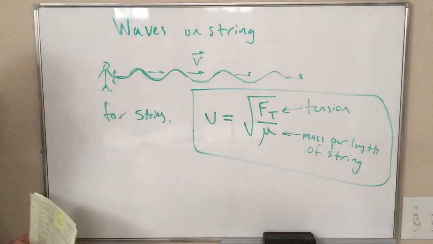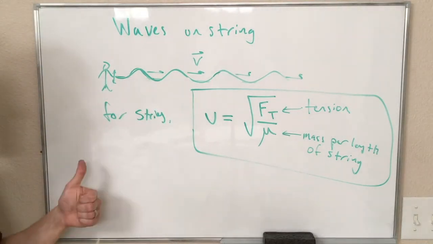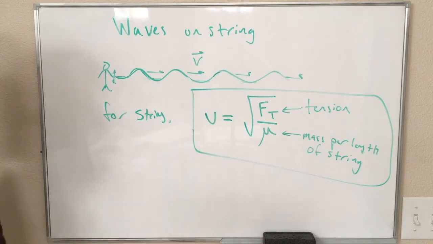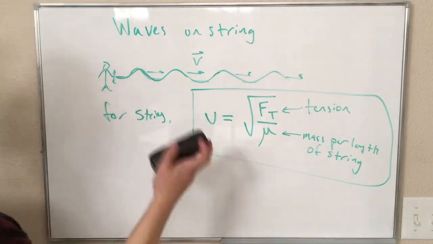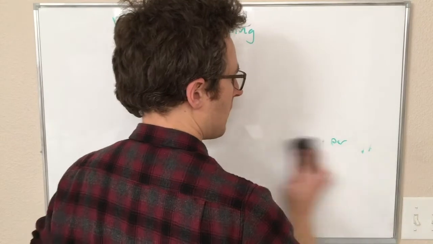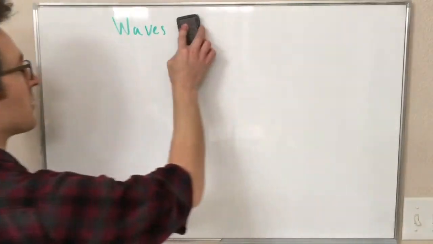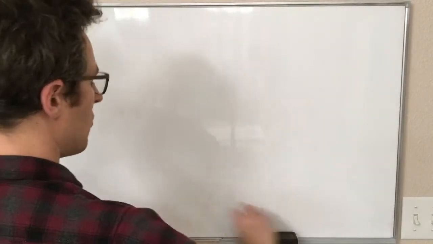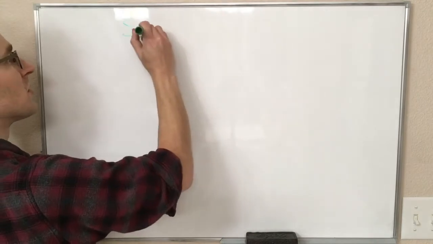Okay, so this is all I want to say about waves on strings now. Transverse waves, and this is our equation. We'll definitely be looking at this system more in the future. All right, let's look at a couple other kinds of waves we have. So we can also have sound waves.